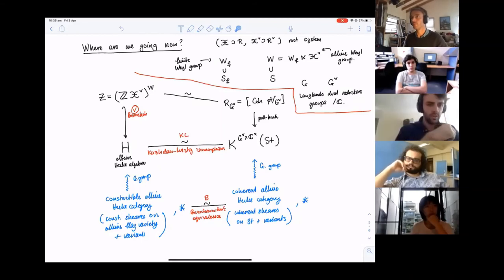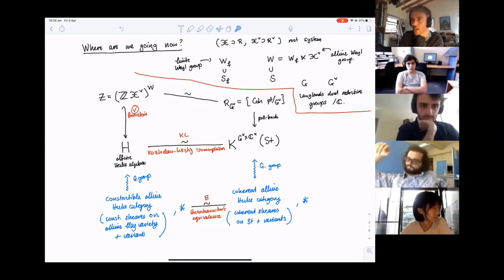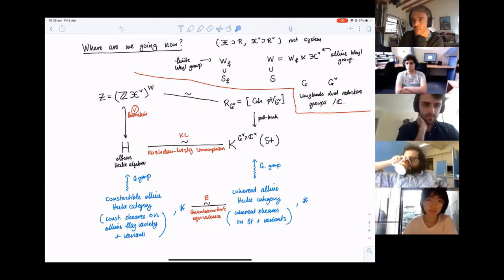Excuse me, Geordie. When you say invariance, is that like a G-equivariant setting, or what are these variants that you're talking about? So basically what I mean is that this will not literally be certain equivariant constructible sheaves on the affine flag variety.